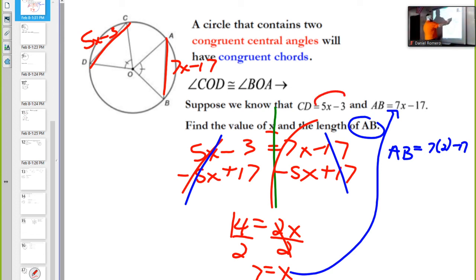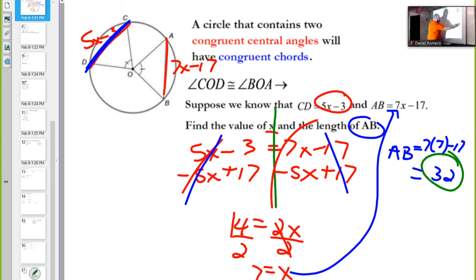It should have said 5x minus 3 at the top of my paper. But all the steps are the same. Now, it's 7 times 2 minus 17. If they were to ask you to find CD, would you have to substitute again? Yes, that's what you're doing.